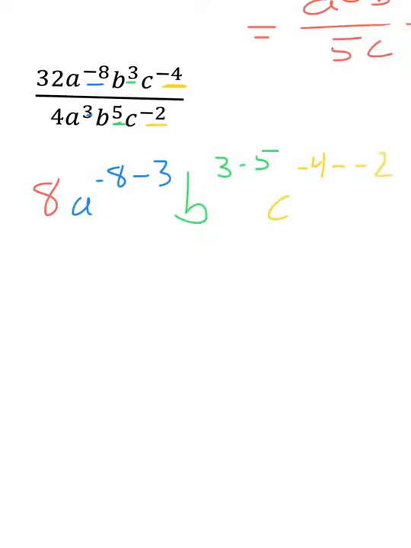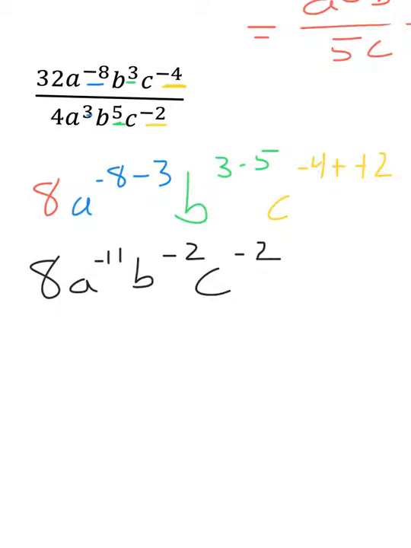Okay, now that I have all that, let's simplify this. So we'll end up with 8. And negative 8 minus 3 gives us negative 11. 3 minus 5 gives us a negative 2. And c to the negative 4 minus negative 2. Well, subtracting a negative means we're adding. So we have negative 4 plus 2, which still gives us a negative 2.